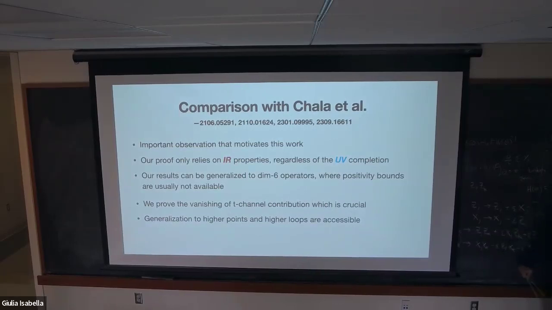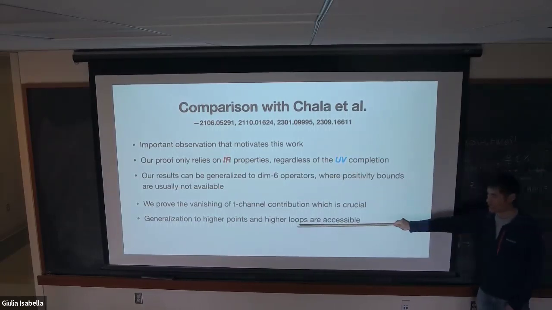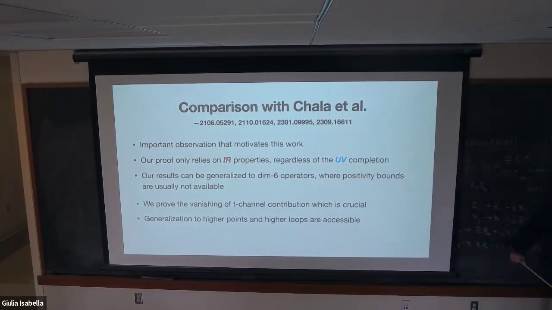Great. And because we don't use contour integrals, we're not bounded by the Froissart bound. And of course, this is purely perturbative. But the advantage is that we can go to different corners where we don't have control in a non-perturbative approach, such as dimension 6, and also higher points or higher loops. And I think the crucial technical difference is the argument that the T channel contribution is 0. That's important for the argument.